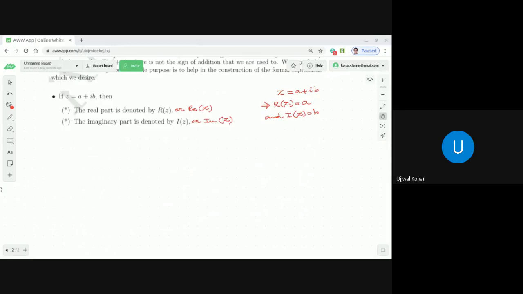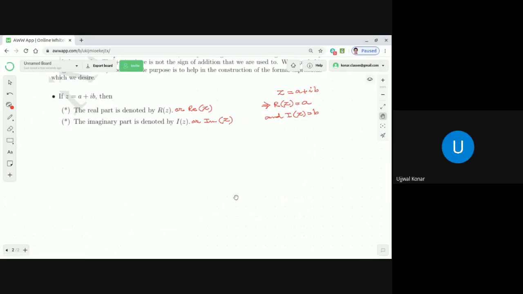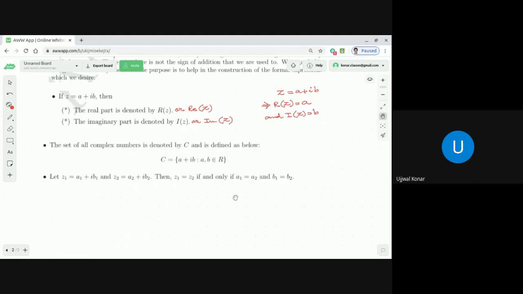Now, the next point I'm going to discuss is that, as I said, the set of complex numbers is denoted by C, and we can define it in set theoretic notation like this. I discussed this previously, but in this way also you can represent it. The set of all complex numbers is denoted by capital C and is defined as C equal to a plus ib, where a and b belong to R, and i is the square root of minus 1.